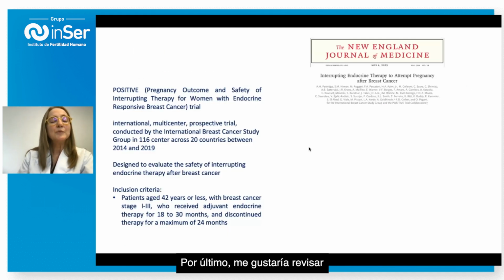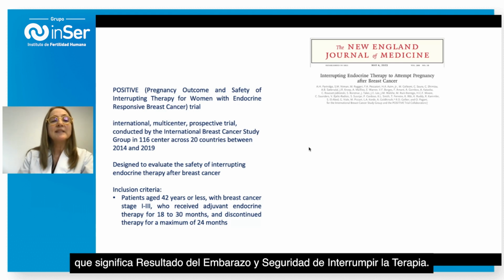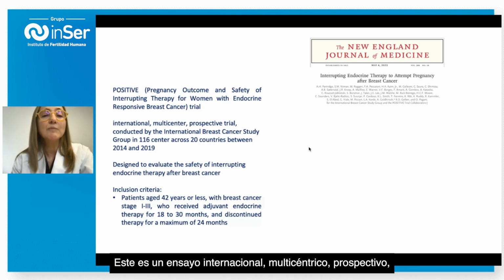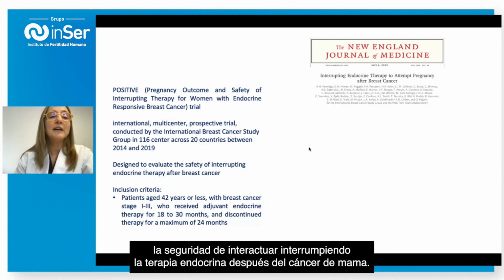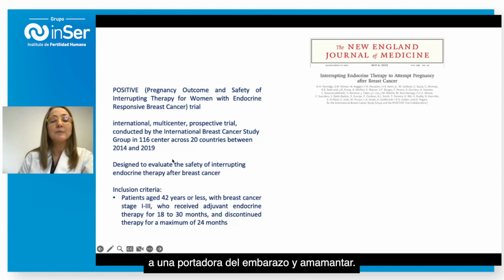Finally, I would like to review this trial called the POSITIVE trial that was recently published in the New England Journal of Medicine, which stands for Pregnancy Outcome and Safety of Interrupting Therapy for Women with Endocrine Responsive Breast Cancer Trial. This is an international, multi-center, prospective trial conducted by the International Breast Cancer Study Group in 20 countries around the world. And it was designed to evaluate the safety of interrupting endocrine therapy after breast cancer, and it included patients aged 42 years or younger with breast cancer stages 1 to 3 who received adjuvant endocrine therapy for at least 18 to 30 months and discontinued the therapy for only a maximum of 2 years in order to expose themselves to a pregnancy, carry out the pregnancy, and breastfeed.